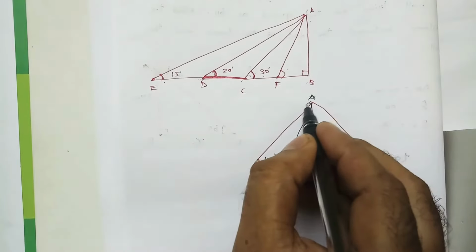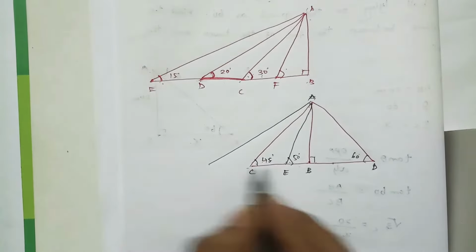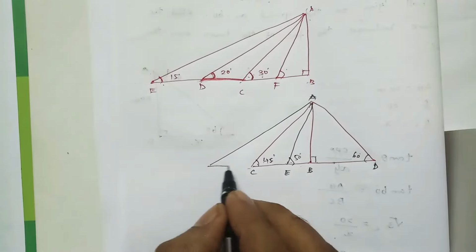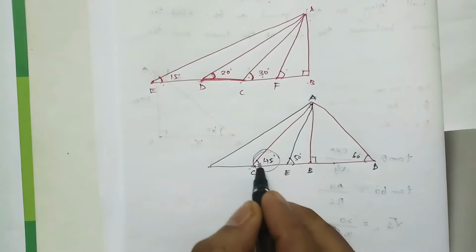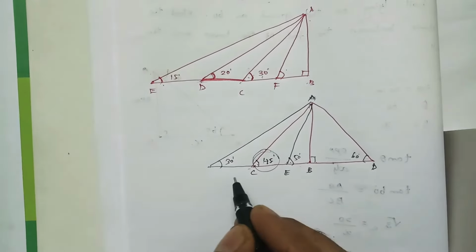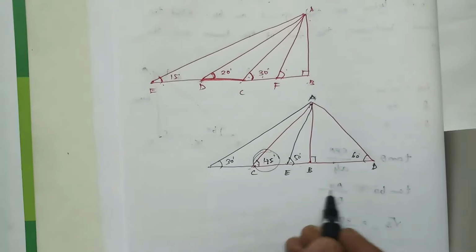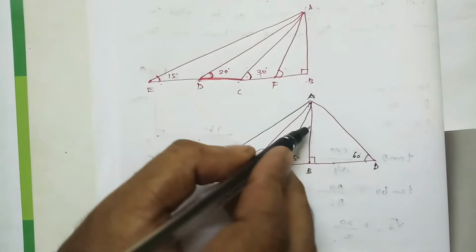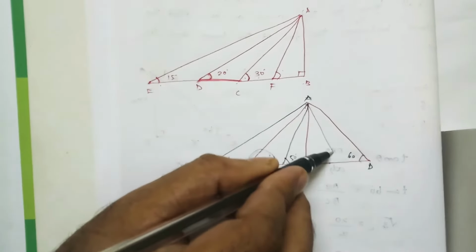Suppose I am extending this line far away from the vertical line. It should be less than this angle. What is this angle? 45. It should be less than 45, so 30 or 20 or 35, whatever it may be, right? So see, here it is 60 degrees. Suppose I am just drawing a line of sight.